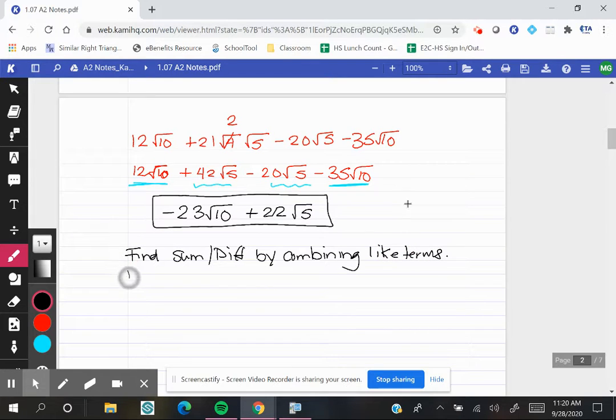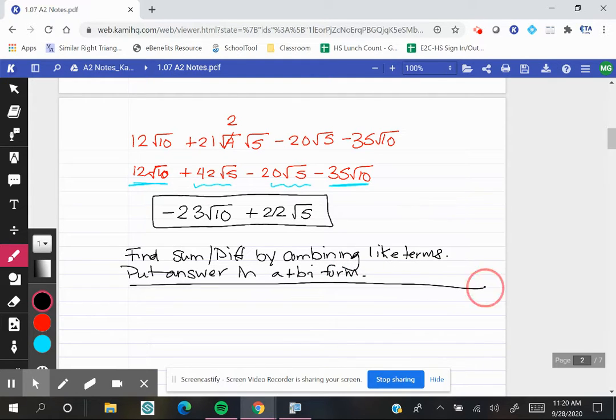And put your answer for these, because they're going to have an i in them. So put your answer in a plus bi form. All right, so the first one is negative 2 plus 4i plus 6 minus 8i.